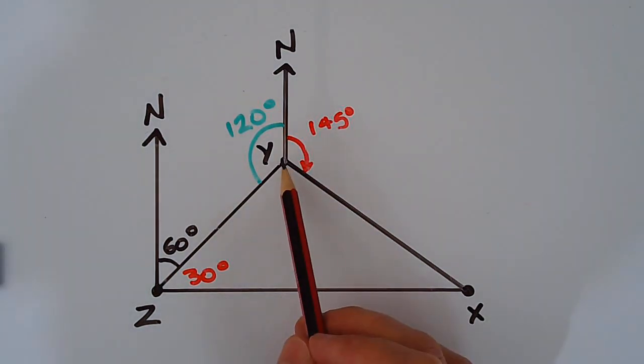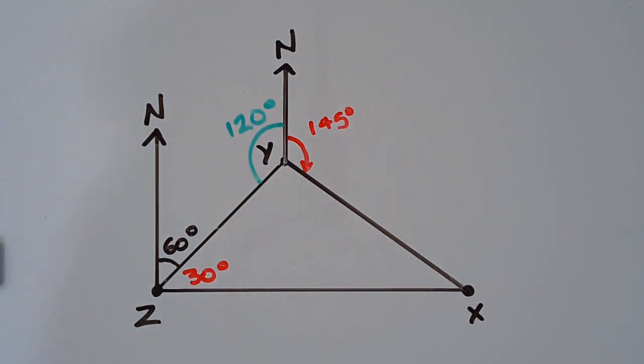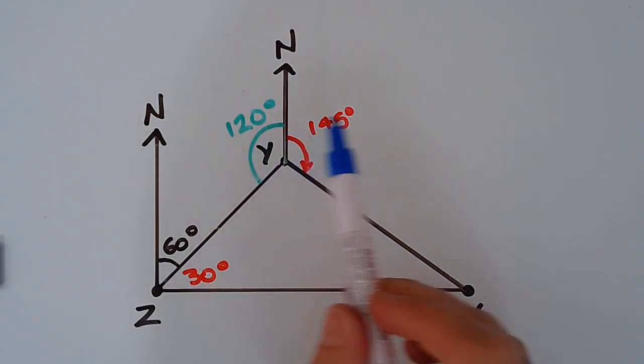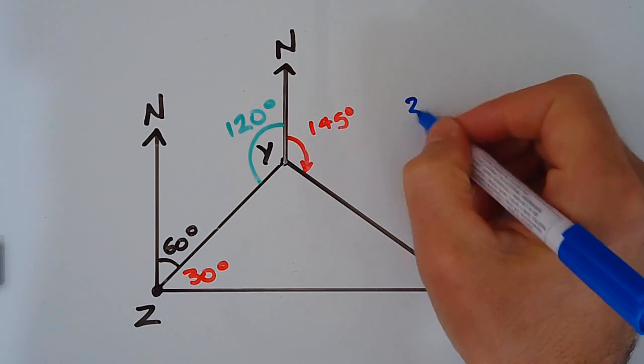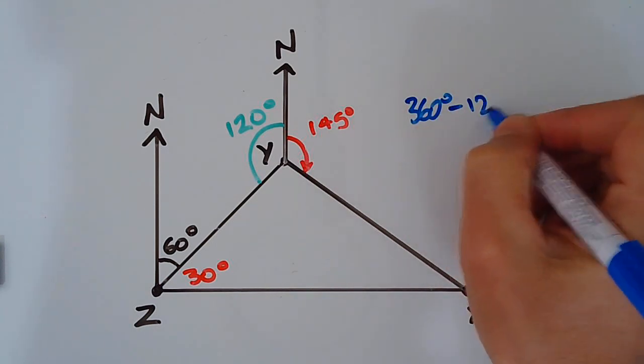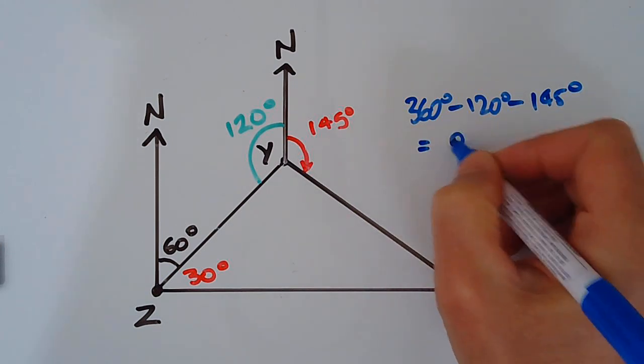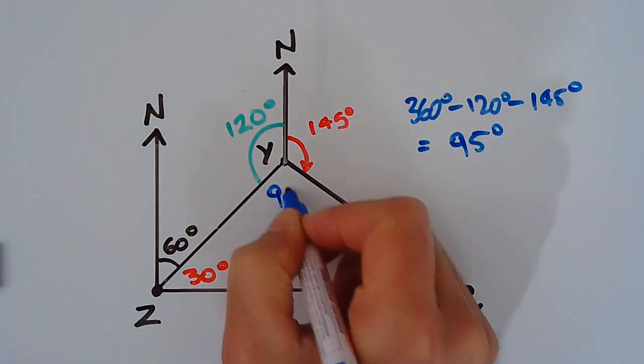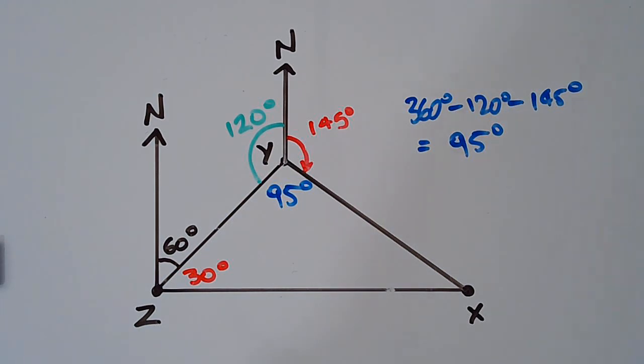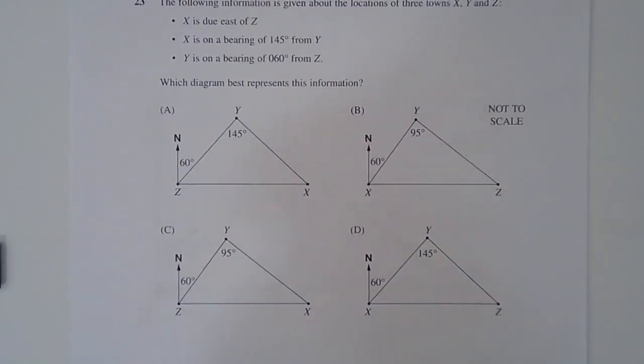And angles at a point add up to 360 degrees. So 360 minus 120 degrees minus 145 degrees will give us 95 degrees. And so the correct answer is option C.